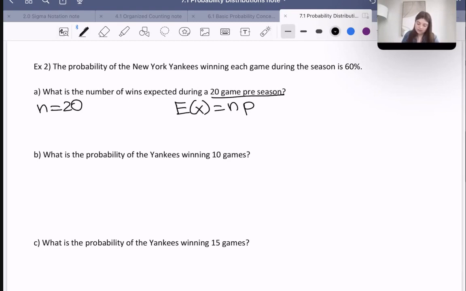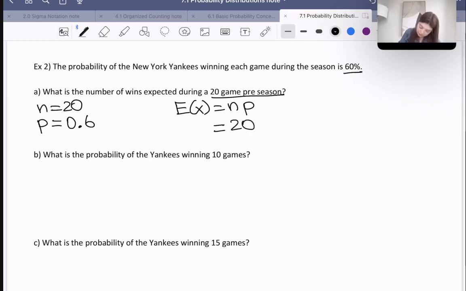And p is the probability of one success. Well, the probability of the Yankees winning, that's clearly a success, right? Assuming you're a New York Yankees fan, that is a success. But regardless, that's what we're going to define as the success today, that a success means the New York Yankees won. We're rooting for their team today. So 60%. That is the same as 0.6.